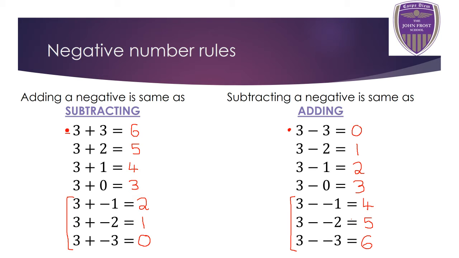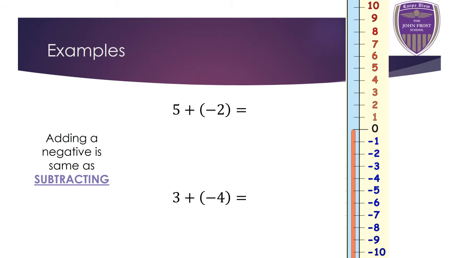Let's have a look at some examples of these questions in action. So we've got a number line to help us out here as well, to help us with direction. The first one here, we've got 5 add minus 2, okay? Now remember, adding a negative is the same as subtracting. So the question we're actually asking ourselves is, what is 5 minus 2? Okay, now, hopefully we don't need the number line for this one. 5 take away 2, well, that's just going to be 3.